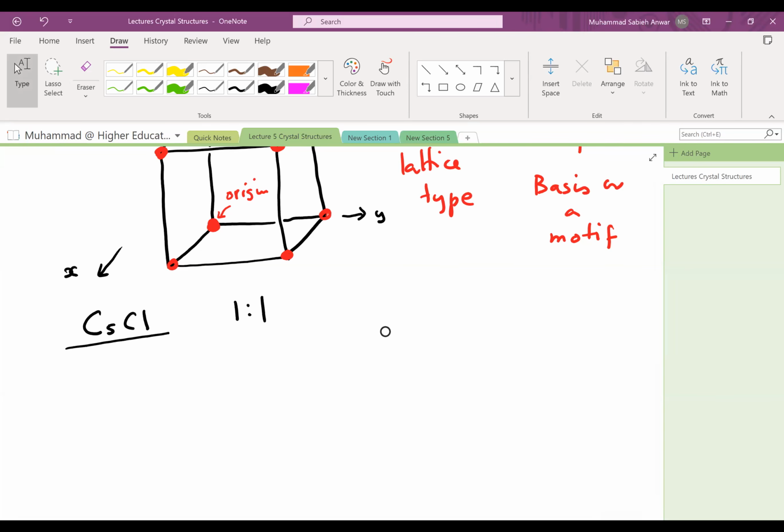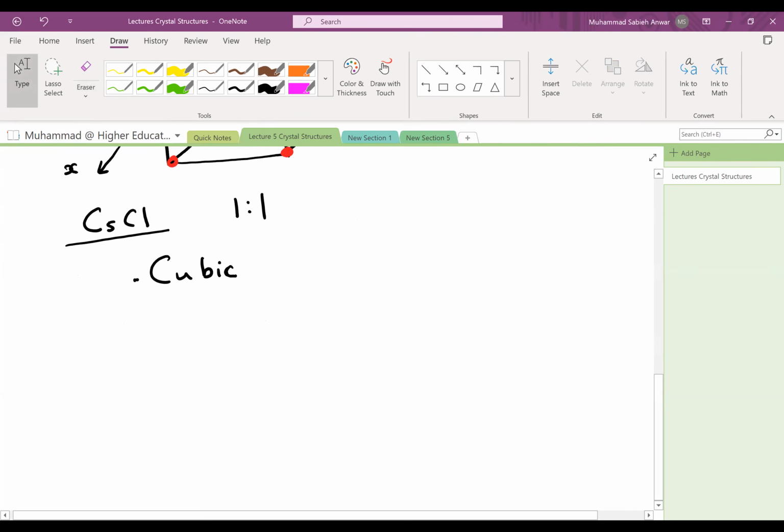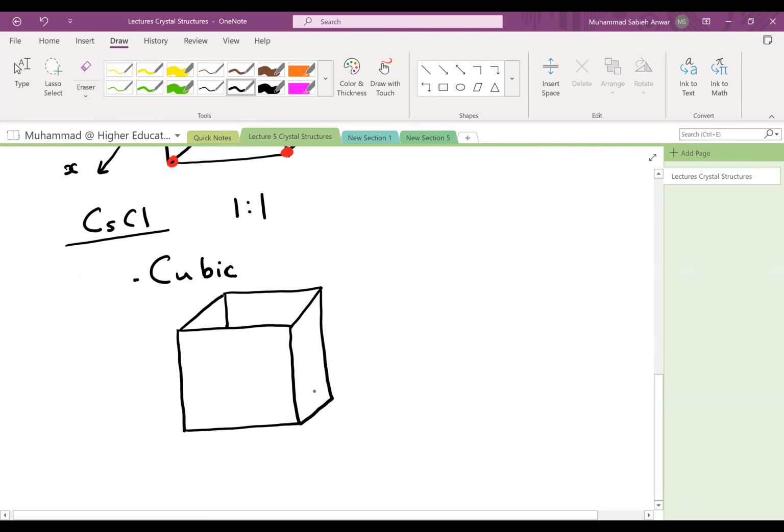So, cesium chloride also has a primitive... So, let me not write down the word primitive so far. Let me just first of all write the crystal lattice. The lattice is cubic. Let me first draw the lattice. Here is the cubic lattice. And let me go the other way around. Let me first draw the structure and then we'll determine what type of lattice it is. Okay. So I draw the structure.